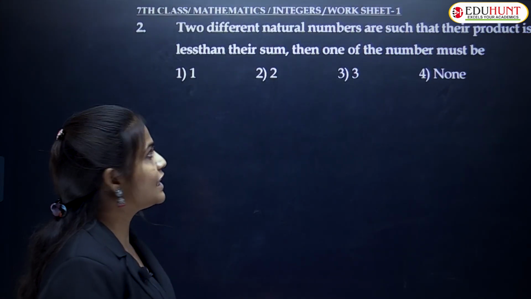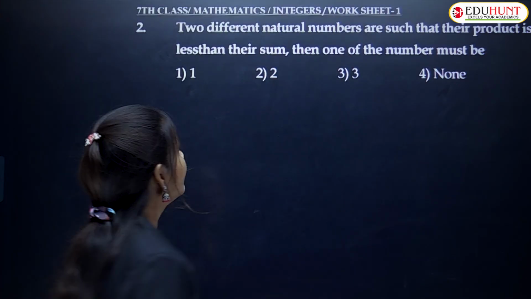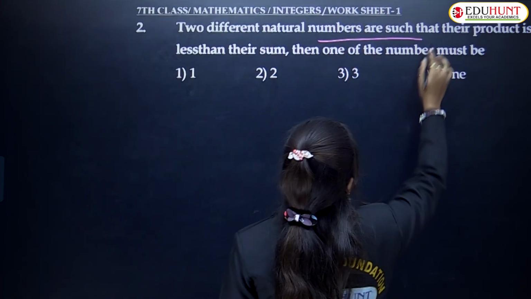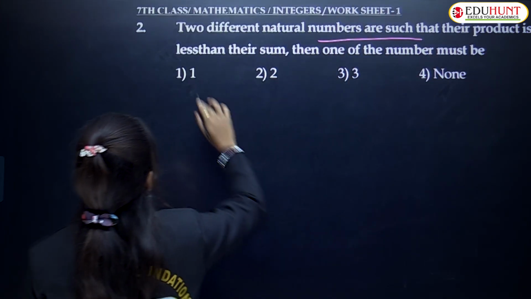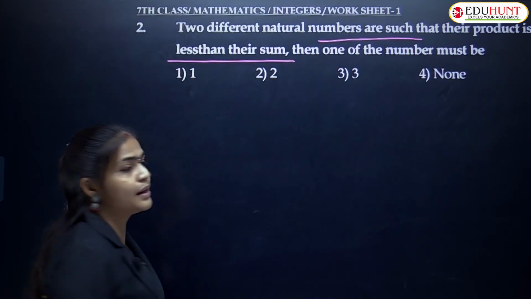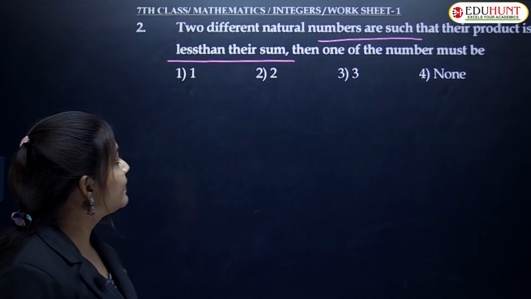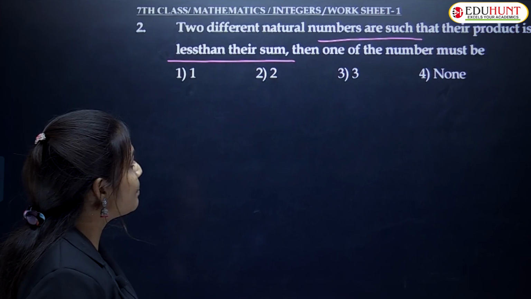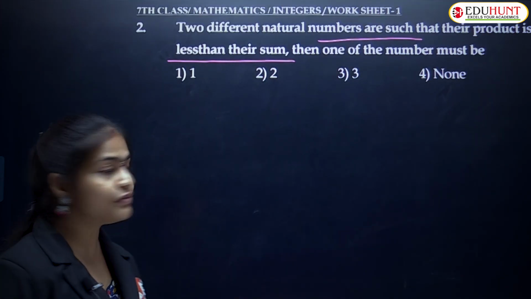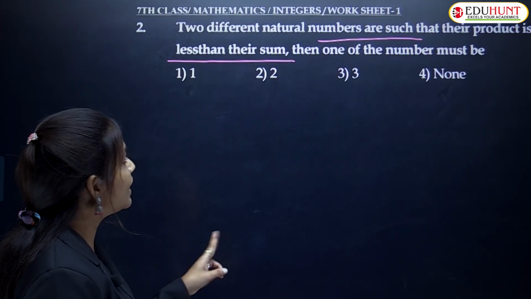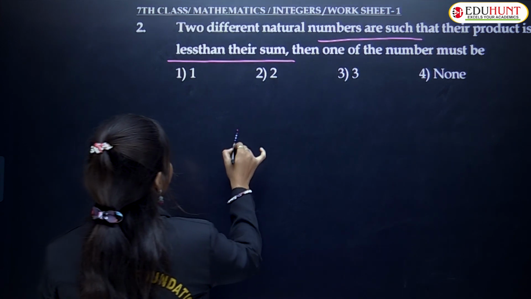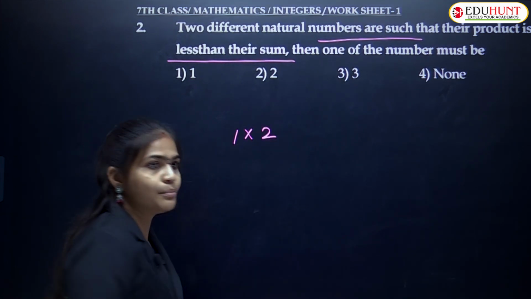Next question. Two different natural numbers are such that their product is less than their sum. Then one of the numbers must be... See here, two different natural numbers. Let it be some two different numbers.